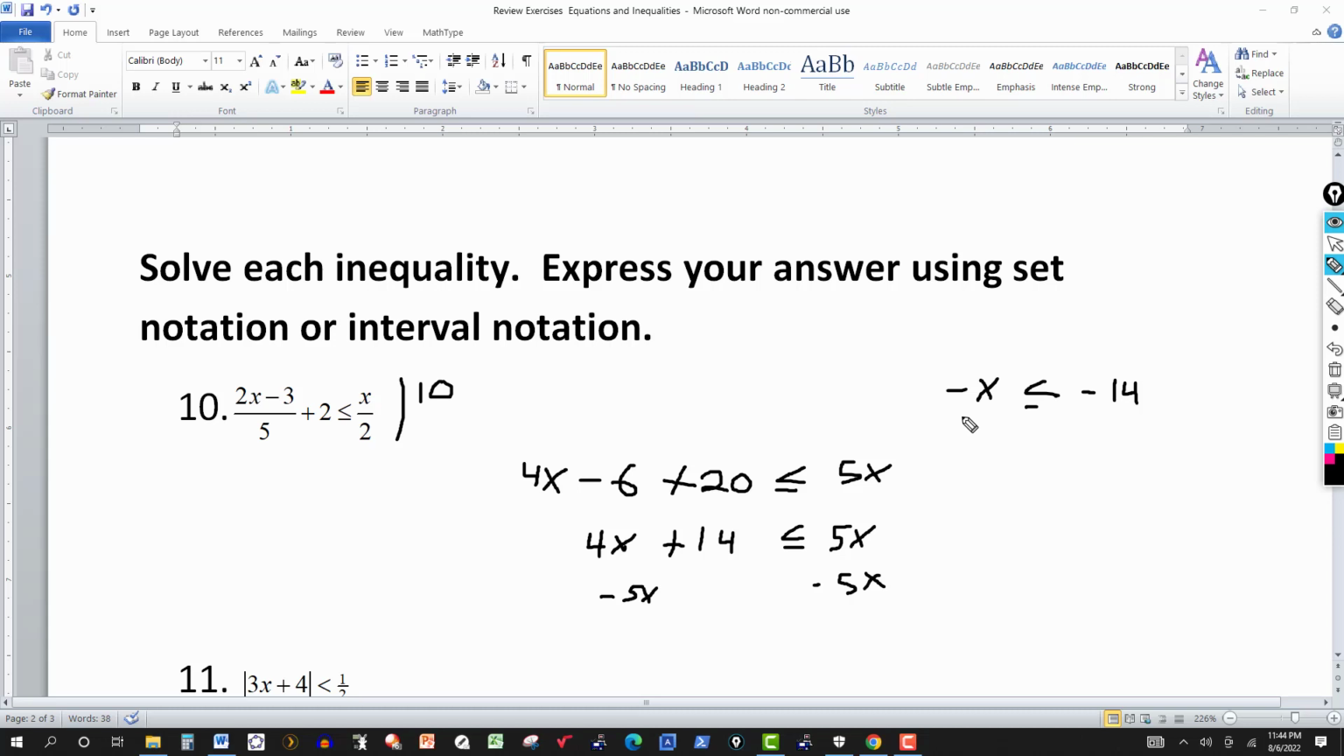Okay, now remember, just like an equation, I have to isolate the variables. So this has a minus x. I want a 1x or a positive x. So I divide both sides by a negative. So when you divide both sides by a negative, that's going to change the direction of the inequality. So this will be positive x over here. But this changes to greater than or equal.